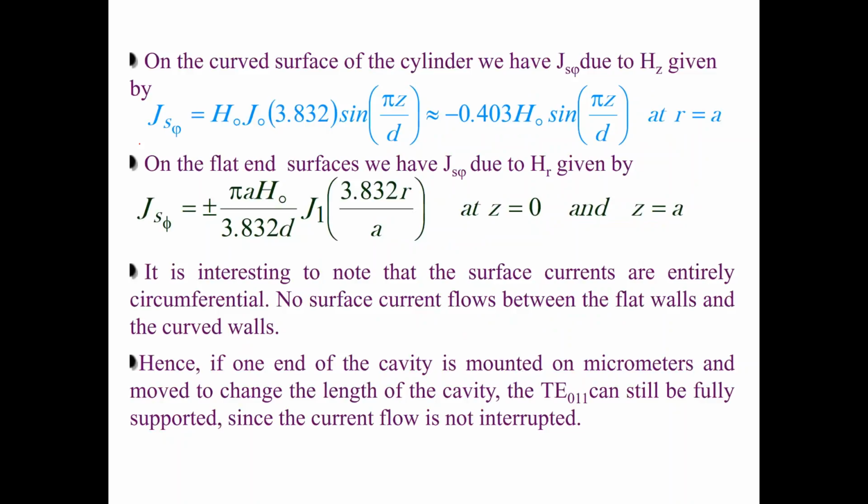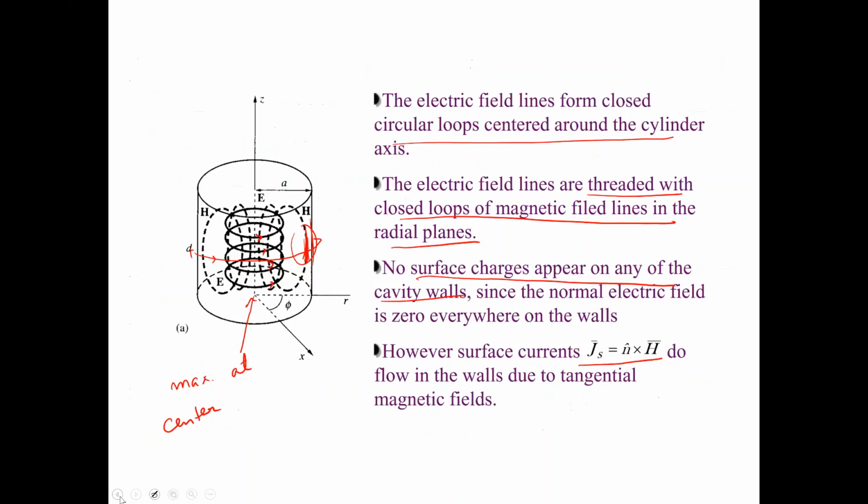Again, you can calculate functions of J, and I'll just give it to you. I'll send you these files. You can take a look at it. And again, remember the surface currents in this are entirely circumferential. Basically, the surface current is also going around the circumference, and it's maximum in the center. And as you're going further up, its intensity decreases because H field is curving away from it.